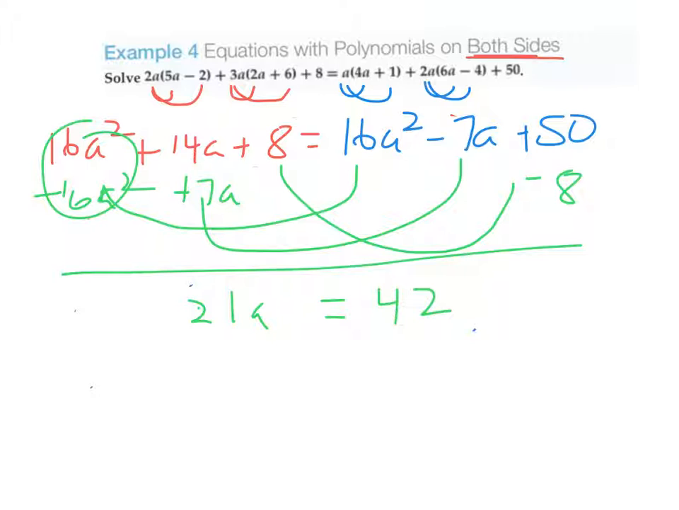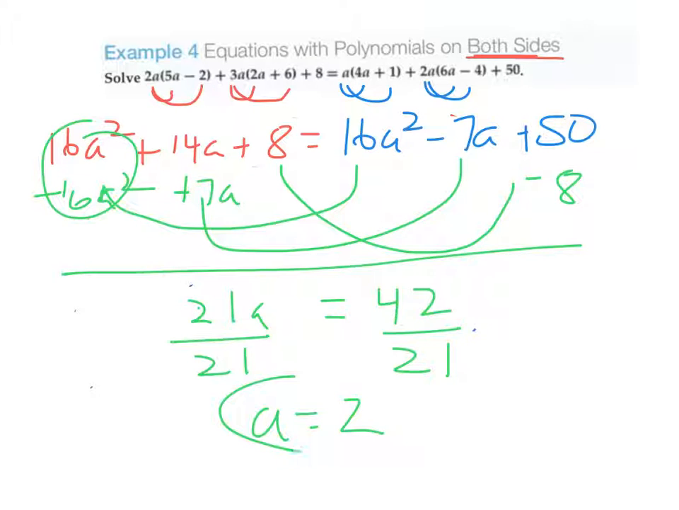So basically, I want to move the letters to one side. I always move them left, numbers to the right. And so to solve, I divide by 21, so a equals 2. So I've solved my equation after moving.